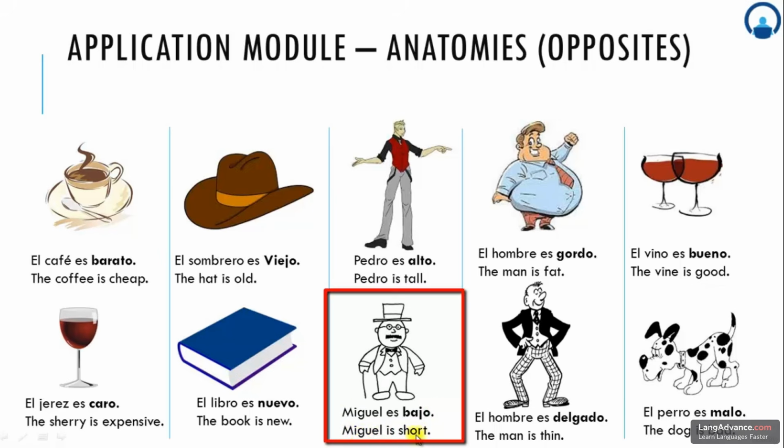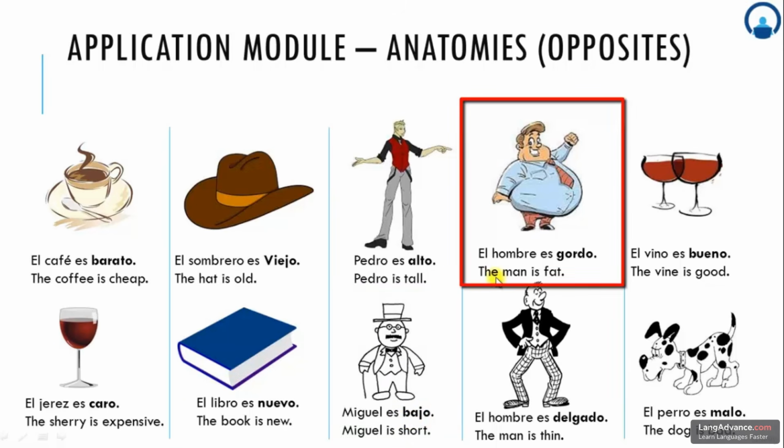Miguel is short. Bajo means short. Again, if it's a girl over here, you will replace the O with A. So, it will become baja. El hombre es gordo. The man is fat. Hombre means man. Gordo means fat.